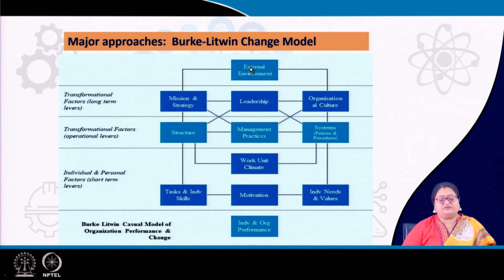So in this very holistic diagram, we get to see how the external environment and its expectations affect the internal processes and systems of the organization, and how it ultimately affects the individual's performance, which in totality affects the organization's performance.